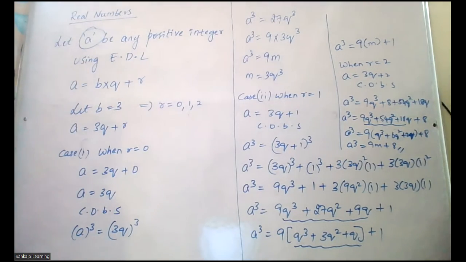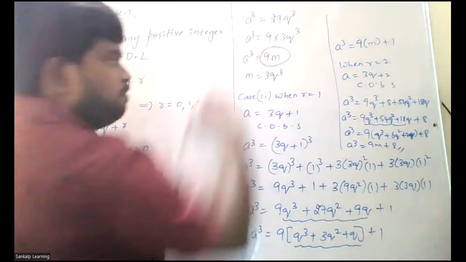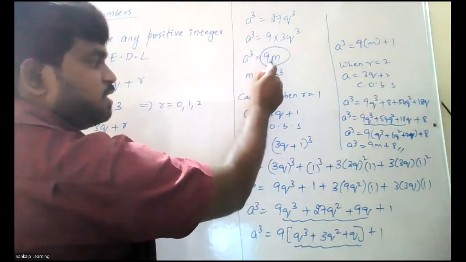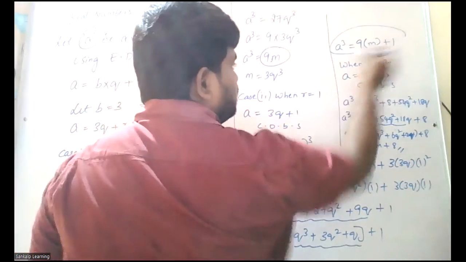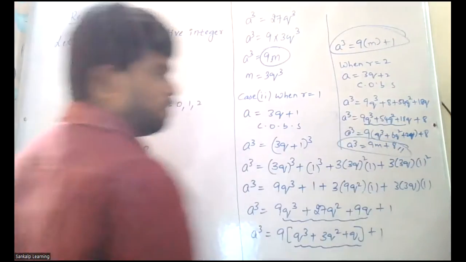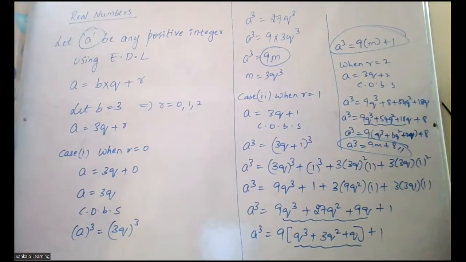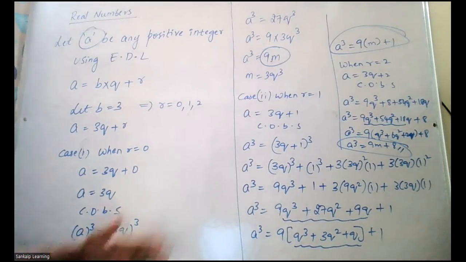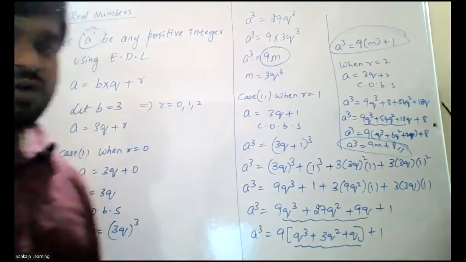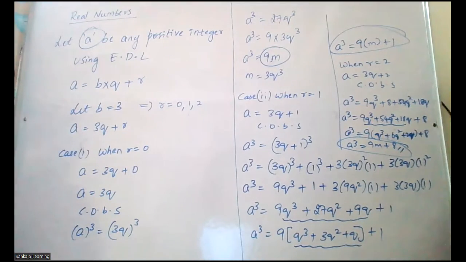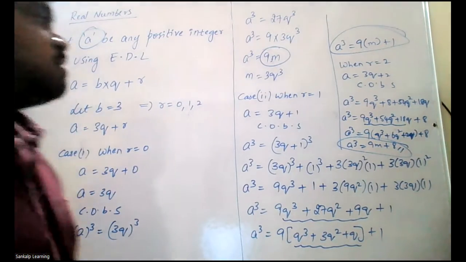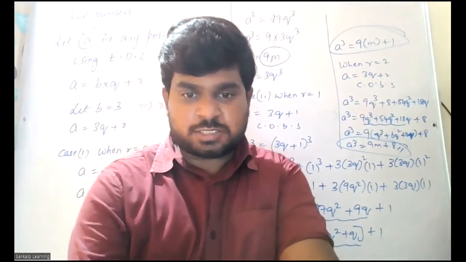You take any integer that you wish. If you cube it, either it will be in this form, or in this form, or in this form. So that's the question. Take any integer, if you cube it, you should get it in these three forms, and we have got it. Okay. This is the 5th question, students. Let's continue with the next question.